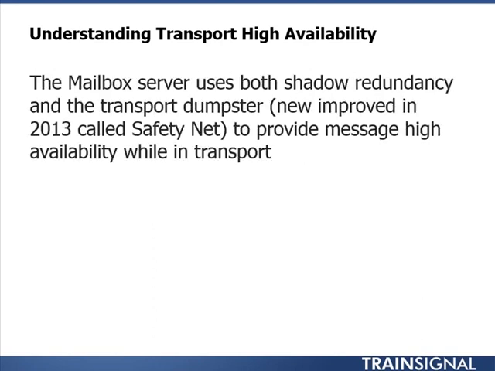Everything is pushed off to the mailbox server role. Now the mailbox server uses both shadow redundancy and the transport dumpster, which is new and improved in 2013 and as mentioned is now called Safety Net, to provide message high availability while that message is in transport. And then even after the message is delivered, there is the safety net to ensure that there's a redundant copy of that message for a period of time. Okay, so shadow redundancy is helpful in terms of providing message high availability while the message is in transport, and then the safety net is something that assists after the message has been delivered. And the two work together actually. So let's talk for a moment first about shadow redundancy.